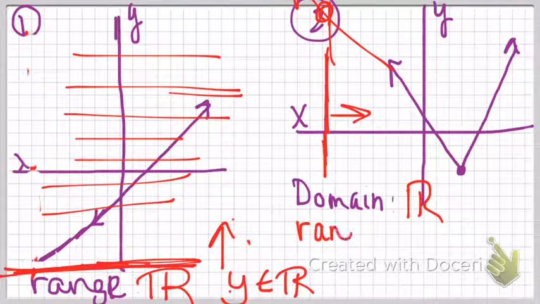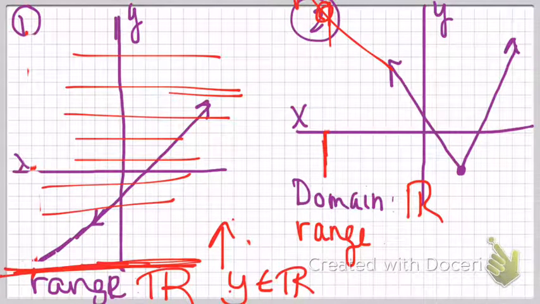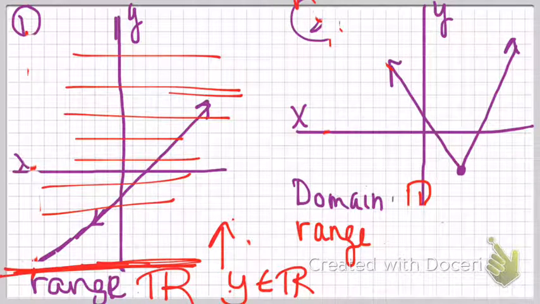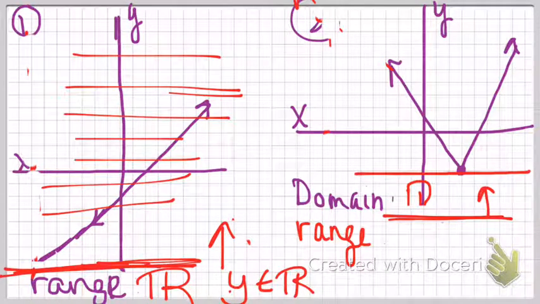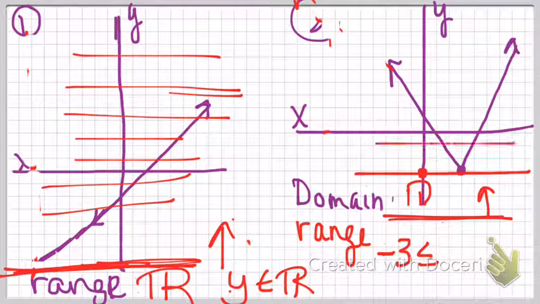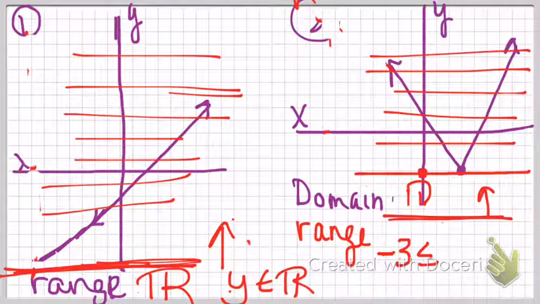The range, the y values. You might need to pause. I'm trying to cut back on some of this time here. But the range, if I drew the line in here, we don't hit the graph yet. When do we hit the graph? Not until we get right there, right? If I move that up, that's when y is at -3. So it's going to go from -3 to forever.